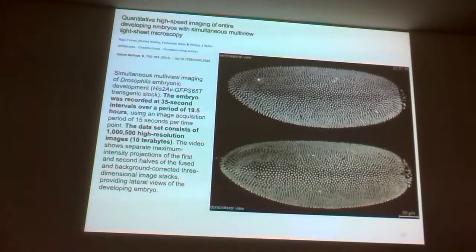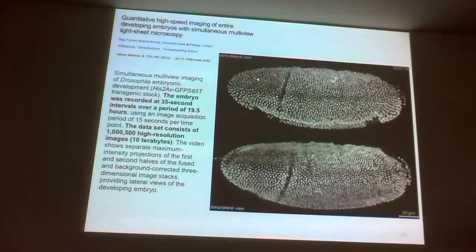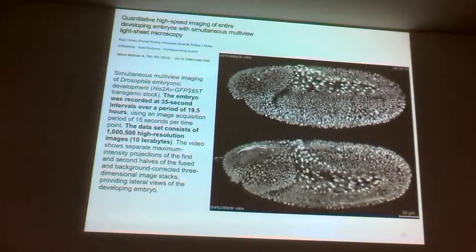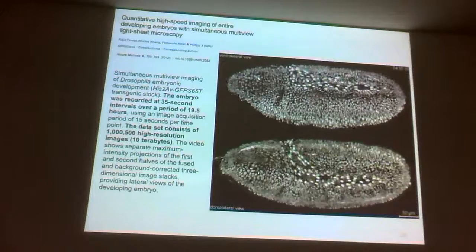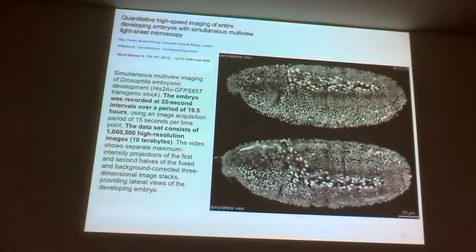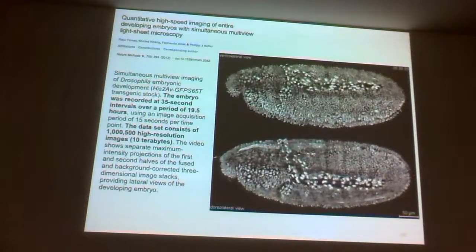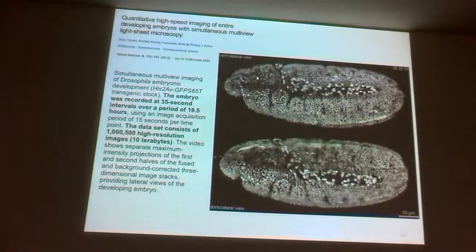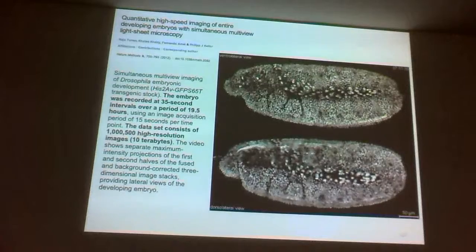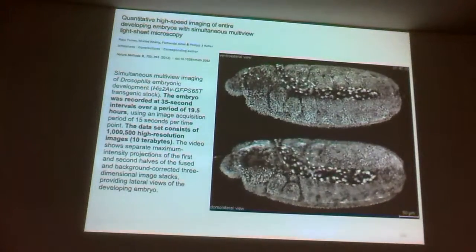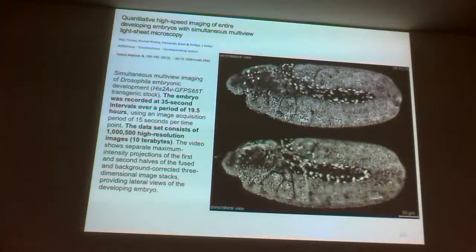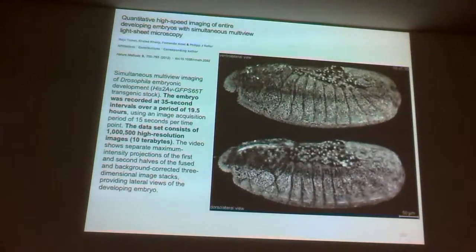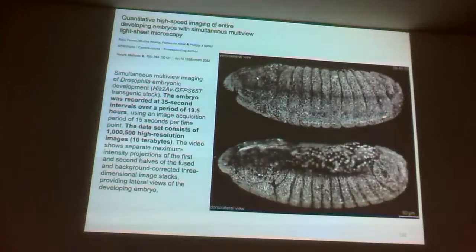This is a pretty incredible paper from a few years ago. Again, this is another group at Janelia Farm, Philipp Keller's. And this is Drosophila embryonic development over 20 hours. So you're going to see an embryo develop here for a Drosophila fly, really, using light sheet. This is the kind of thing that could not be done, and I've certainly never seen it in standard confocal or multifocal. This is the kind of thing that light sheet is opening up.